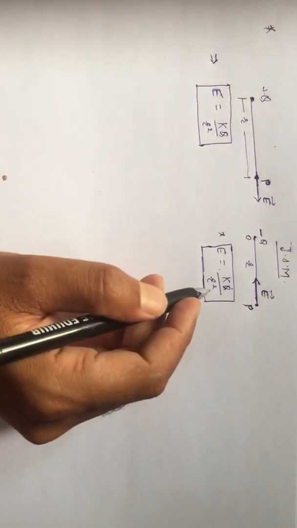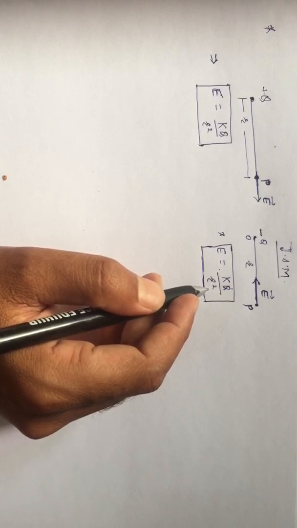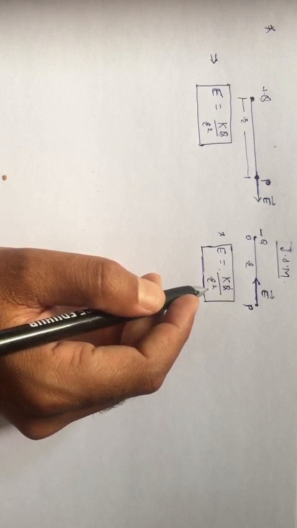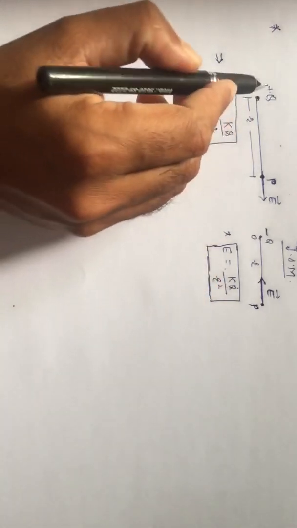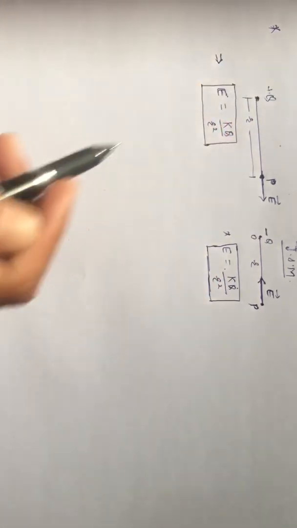Good morning students. In the previous video lecture we discussed electric field intensity due to a point charge, and the final formula of the intensity is kq upon r square. Let us discuss something more about electric field intensity due to a point charge, which is useful for further topics.